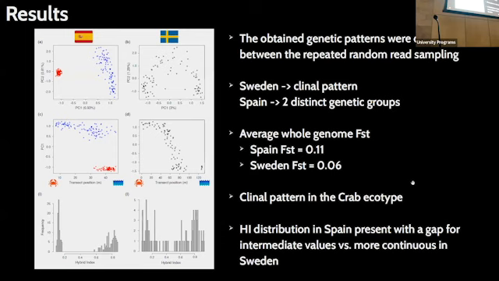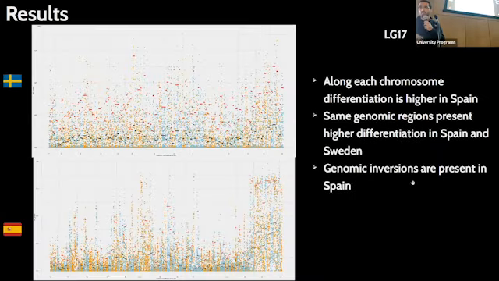Another way to look at this is the hybrid index. If you look here in Spain, what you can see is that this is mixed. You can have two distinct distributions, while in Sweden you have something that is more contiguous. So those are the first differences at the whole genome level.